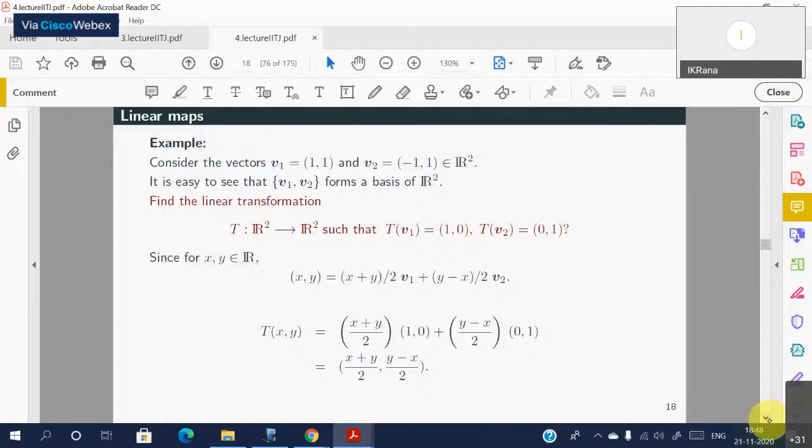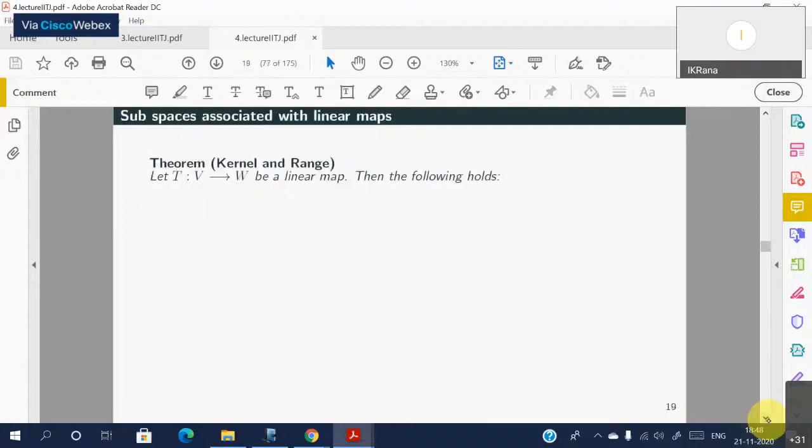So that is the, okay, right. So that is how you find it.